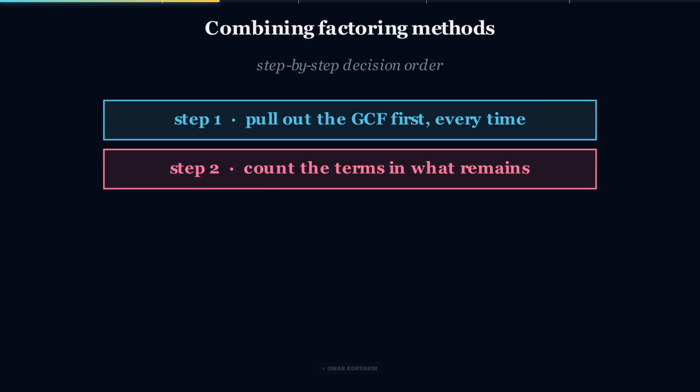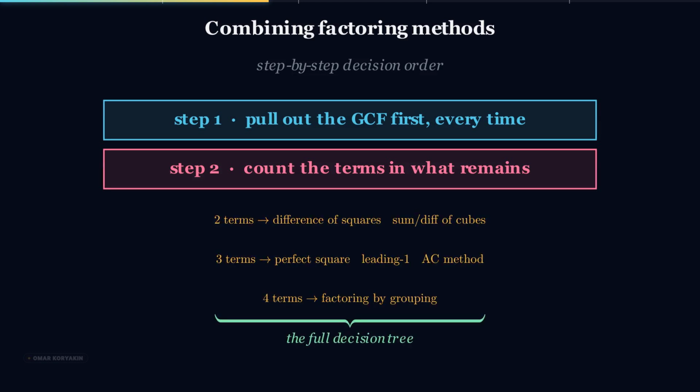Step 2 is to count the terms in the remaining polynomial. The count is the lookup key for which technique to apply next. 2 terms mean we are looking at a difference of squares or a sum or difference of cubes. 3 terms mean a trinomial pattern: perfect square first, then leading coefficient 1, then AC method. 4 terms always means factoring by grouping.